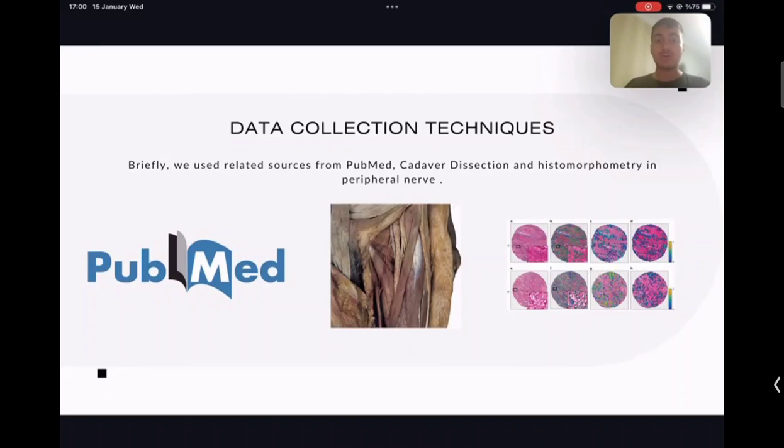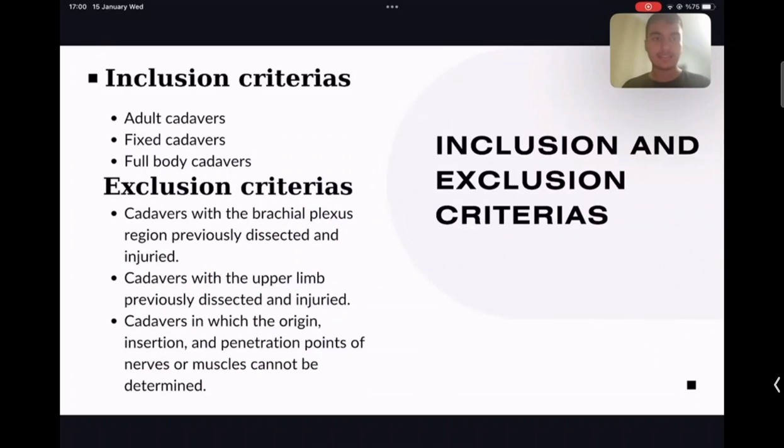So we want to study it in the histological part too, because the feasibility is not only anatomy; it also calls for the histology part too. That's why we want to work with the histology department in this field. So let's continue with the next slide, our inclusion and exclusion criteria.